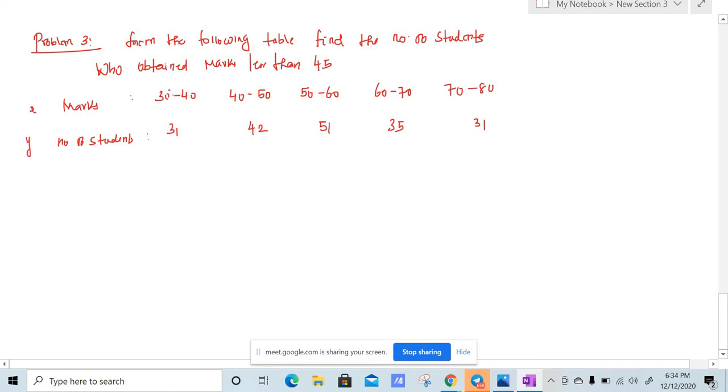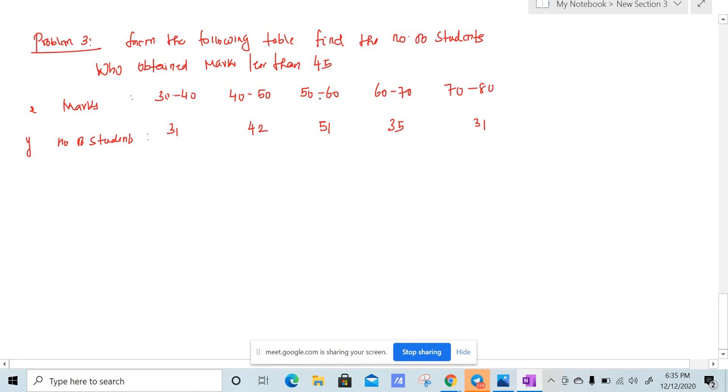In the previous problem, we had a single point, a single point, a single point. But here they have given the interval. The number of students who scored from 30 to 40 is 31 students, the number who scored marks between 40 to 50 is 42 students, and there are 51 students who scored marks between 50 to 60.